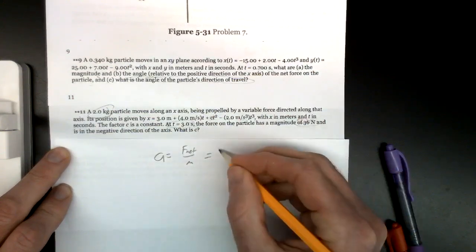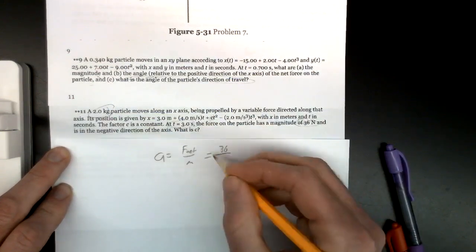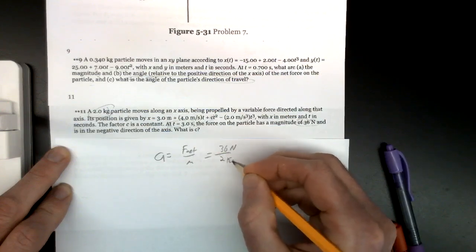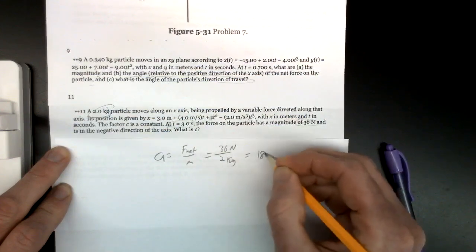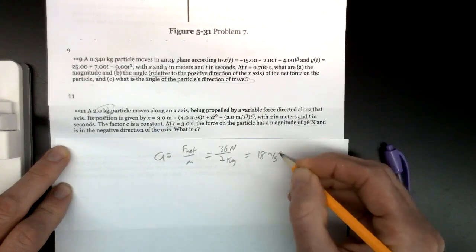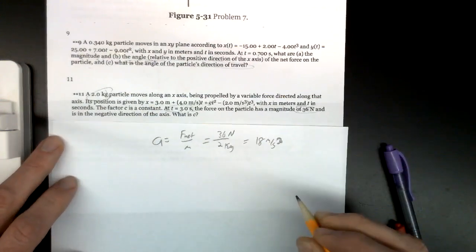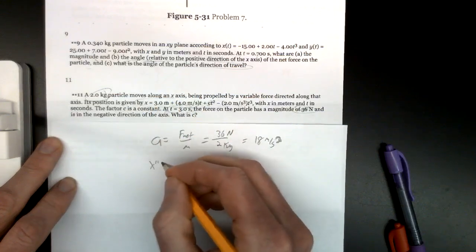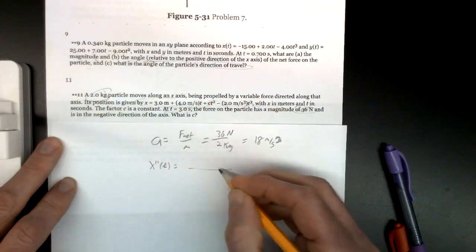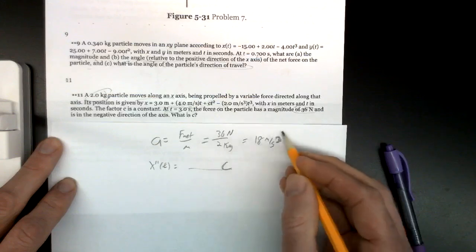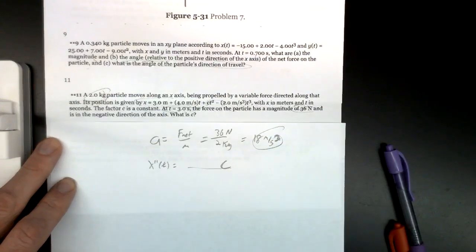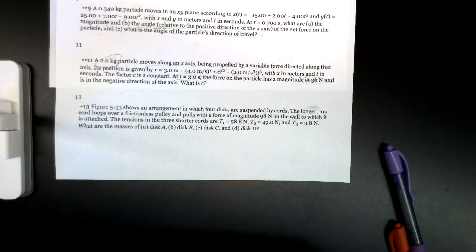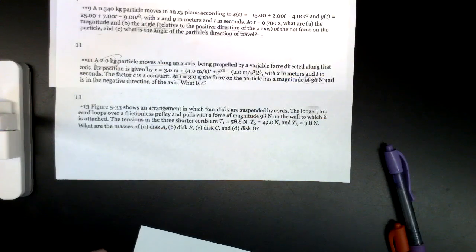The net force is 36 and the mass is 2. I guess I should write newtons and kilograms. So that's going to give me 18 meters per second squared. Once I have that, then I can take the double derivative. I can get x double prime of t, find that out, and it should have something with a c in it, and then that's going to equal that. So I kind of did that whole problem for you, but anyway. Let's see, 13 is this one.